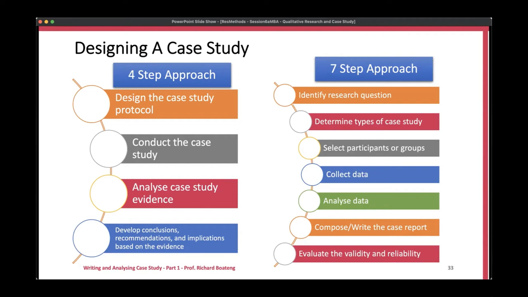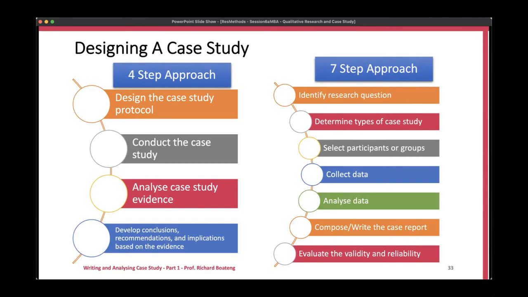So designing a case study, you can have a four-step approach. You first of all develop your protocol that will guide you to collect the data and define the type of study you are doing, whether single or multiple. You also have to have the research questions and the purpose of the study in mind. You conduct the case study, analyze it, and develop conclusions, recommendations and implications based on the evidence.